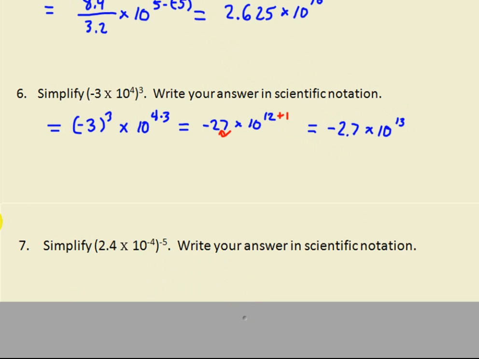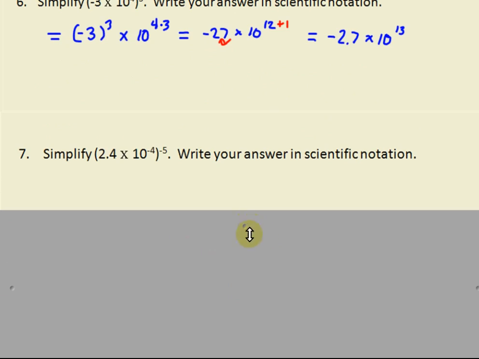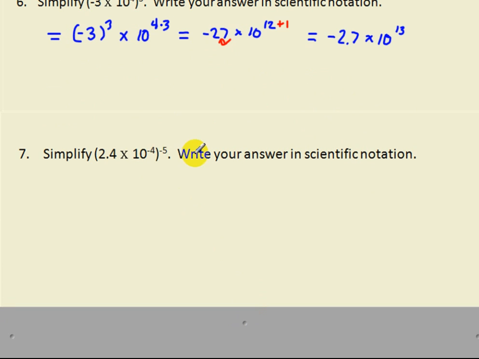Alright, number 7, our last example. Simplify 2.4 times 10 to the negative 4th, all raised to the negative 5th power. So now we're taking a number in scientific notation, raising it to a negative exponent. So we can focus on our coefficient here first. So this is 2.4 to the negative 5th power times 10 to the negative 4 times negative 5 power. Remember, power of powers property, we multiply those exponents.